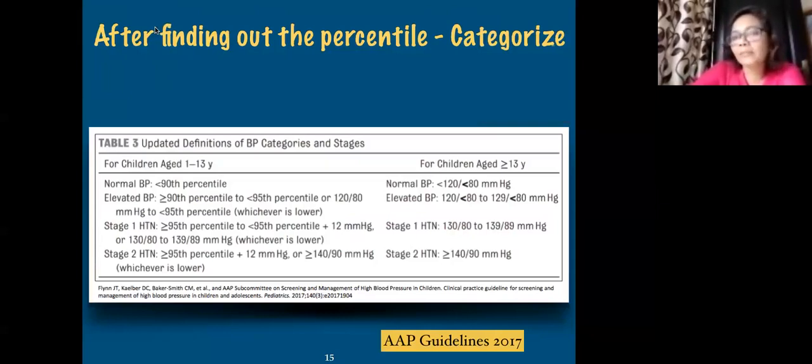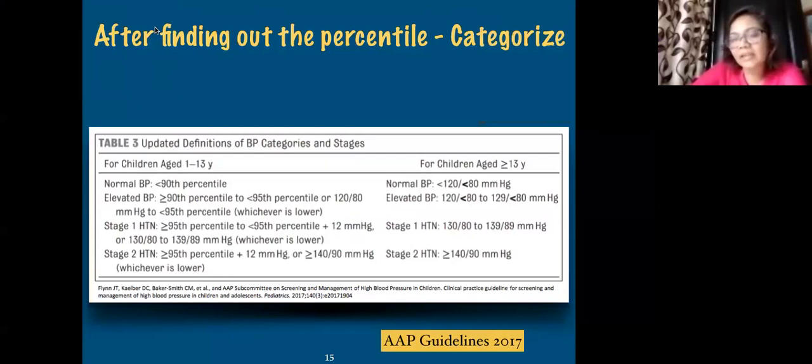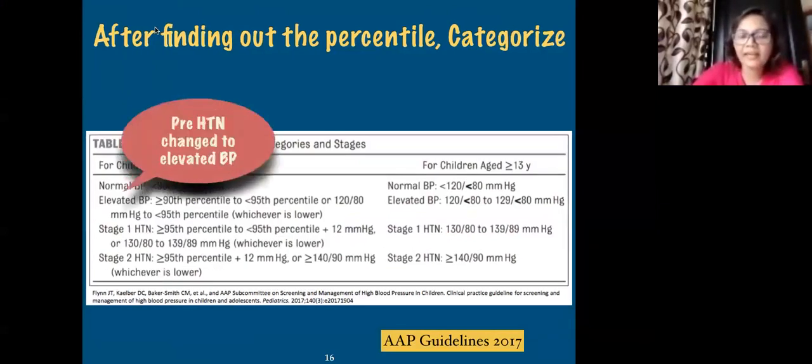So for all practical purposes, if you go with the mindset that you catch these patients early and treat them early, it is going to benefit them a long way with respect to target organ damage and complications thereof in the years to come. So what is the difference from the previous guideline?